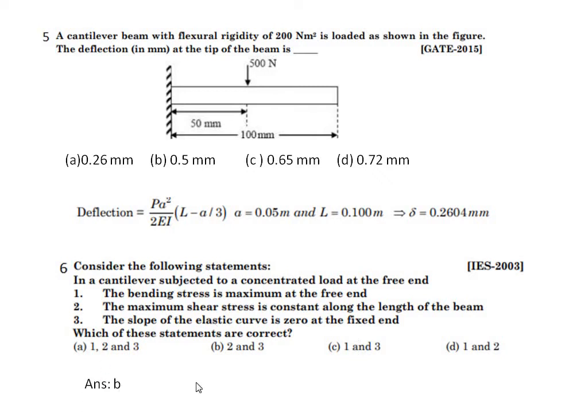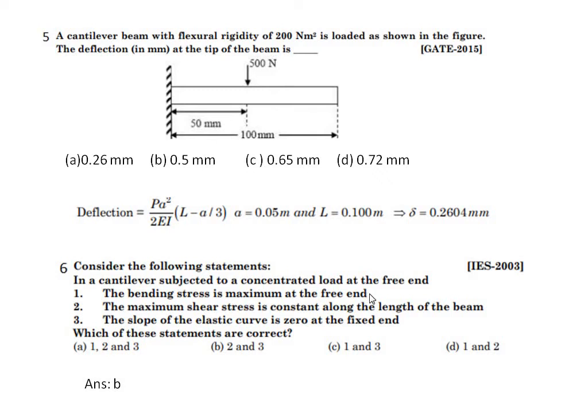The answer was given as B, that is, statements 2 and 3 are correct. The maximum shear stress is constant along the length of the beam. Right, that was the right answer, and the slope of the elastic curve is 0 at the fixed end. So these two are the correct statements. Let's check. The bending stress is maximum at the free end.